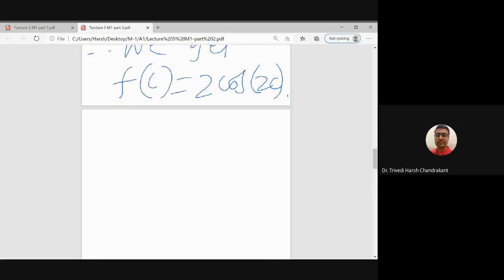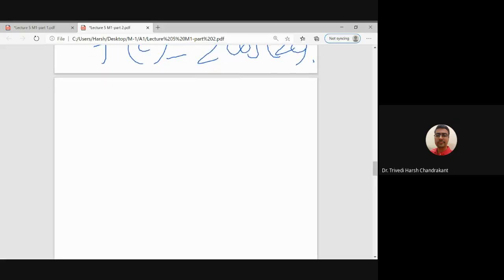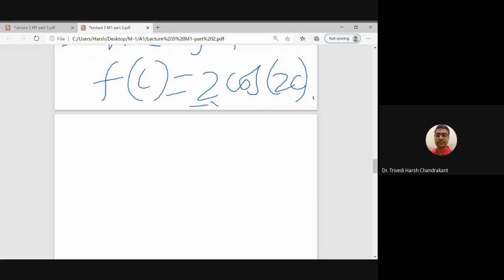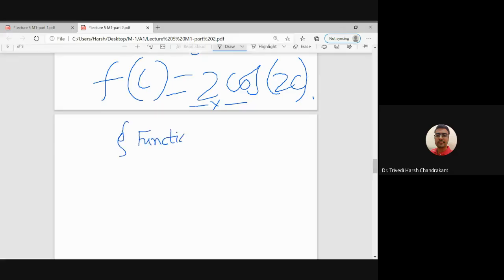So this is basically regarding the fundamental theorem of calculus. We discussed one or two examples here. So now onwards we will discuss multivariable functions. They are called functions of several variables.